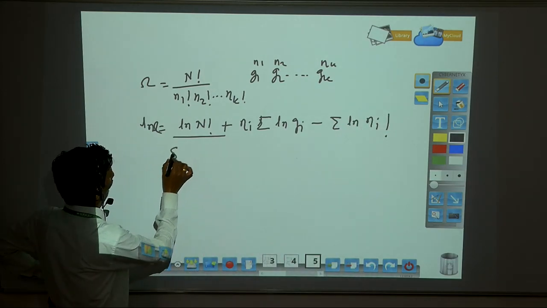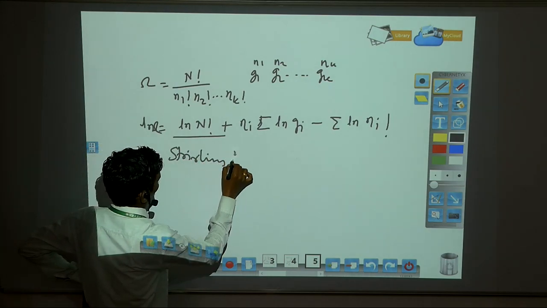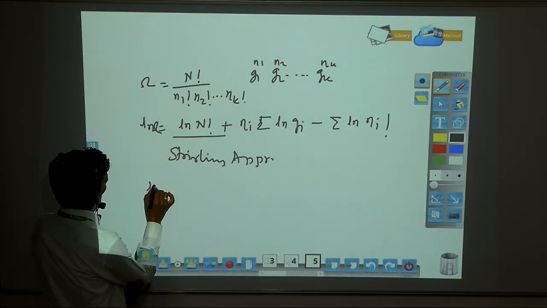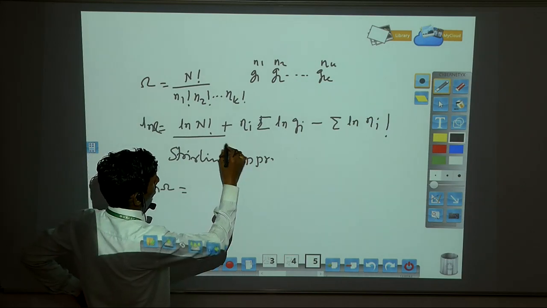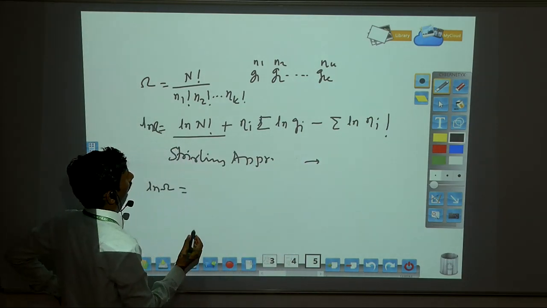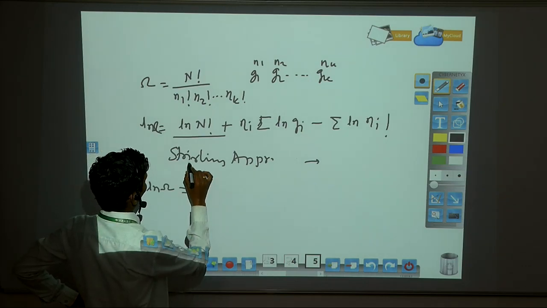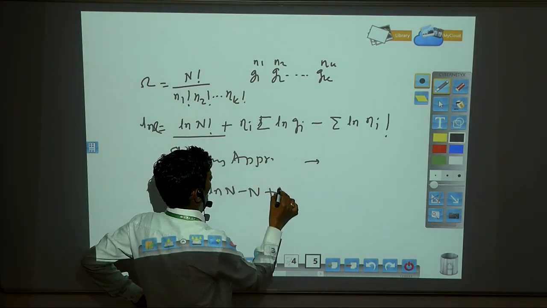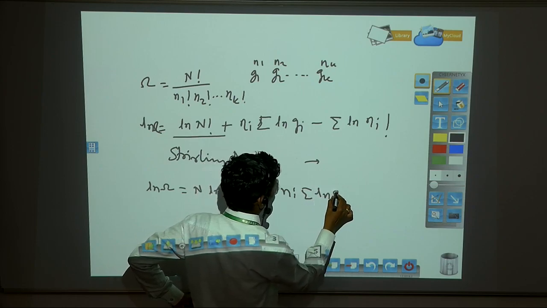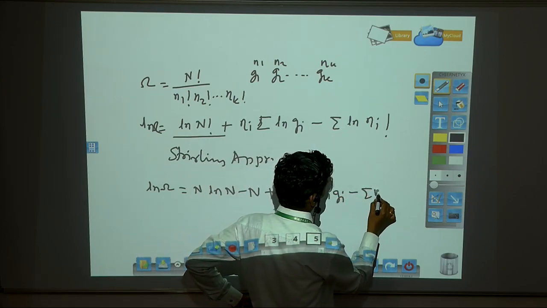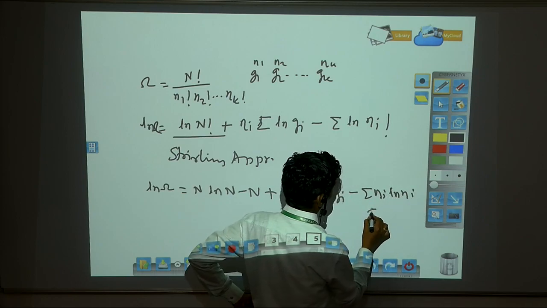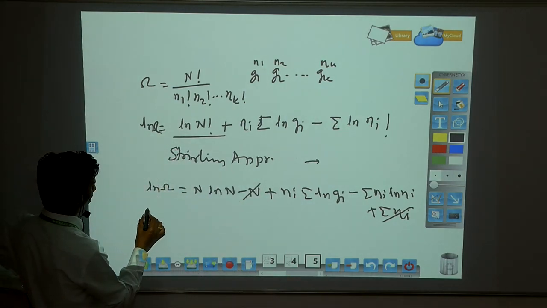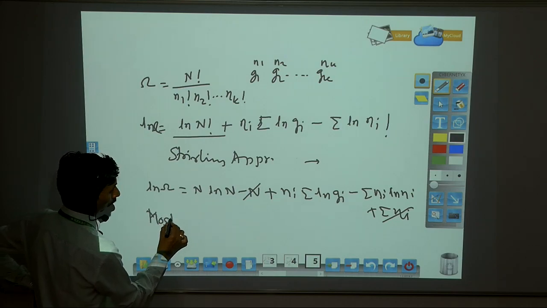Here we are applying the Stirling approximation, and on simplification we can get ln of omega. I am going to simplify it directly, and we get the term as N ln N minus N plus N summation of ln gi minus summation of ni ln ni plus summation of ni. This term gets cancelled, and on simplification we take the most probable distribution.